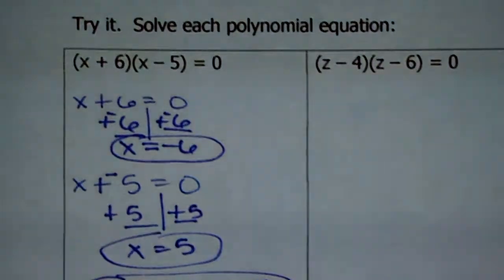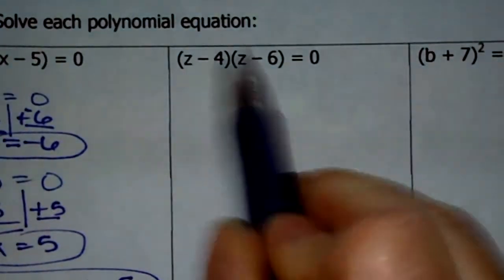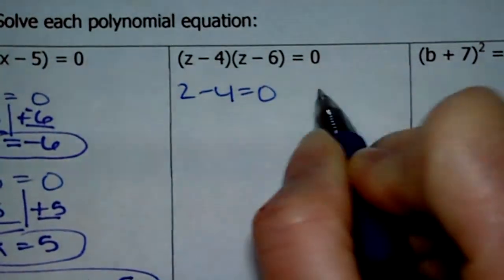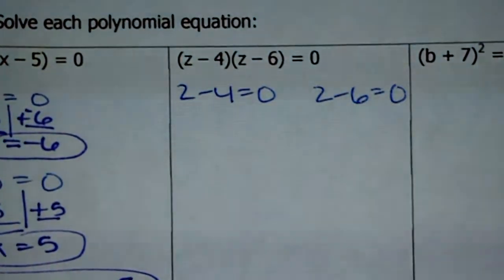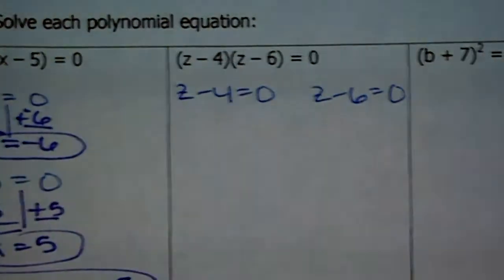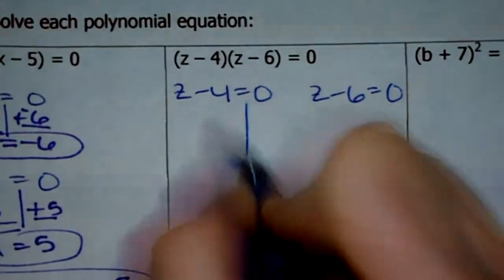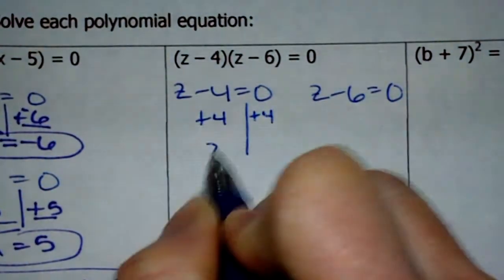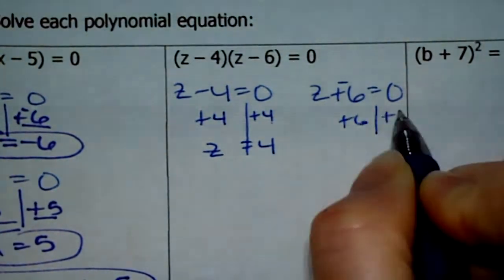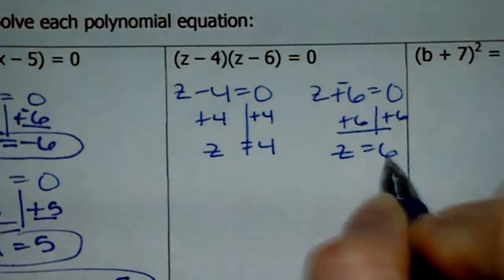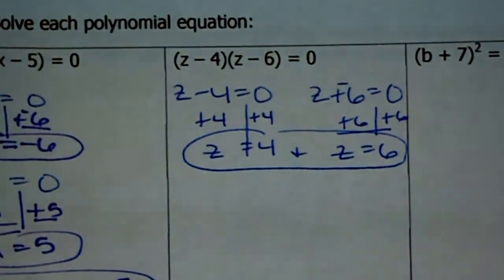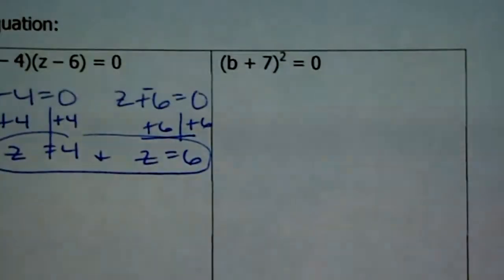So again, this next one, if the product of these is 0, then either z minus 4 equals 0, or z minus 6 equals 0, or both of them do. I'm going to put little lines through my z's so they don't look like 2's. And we just solve them. So with this one, add 4 to each side. Z can be 4. Add 6 to each side. Z can be 6. Keep it going.